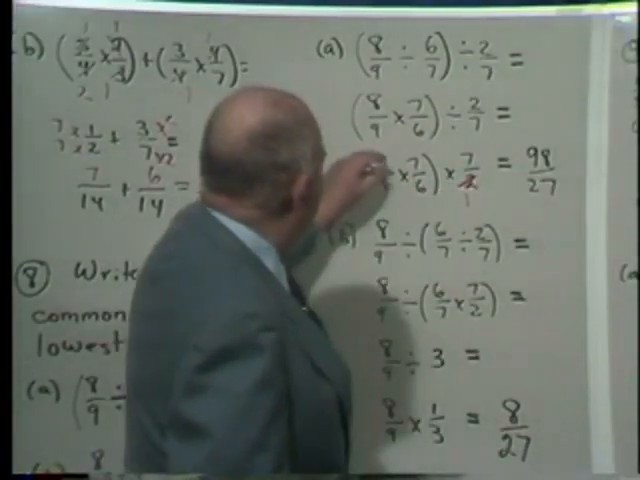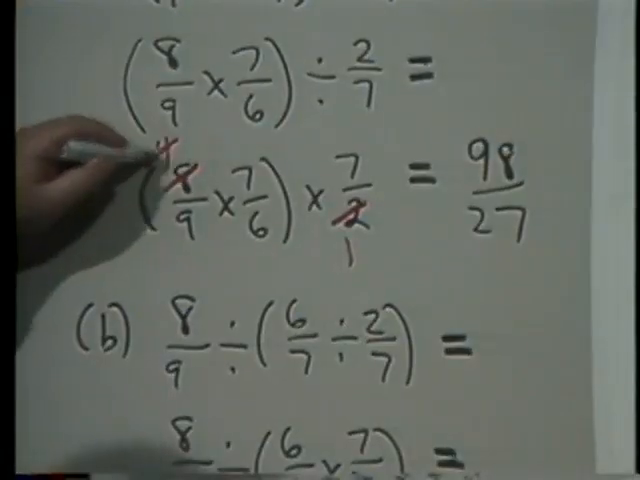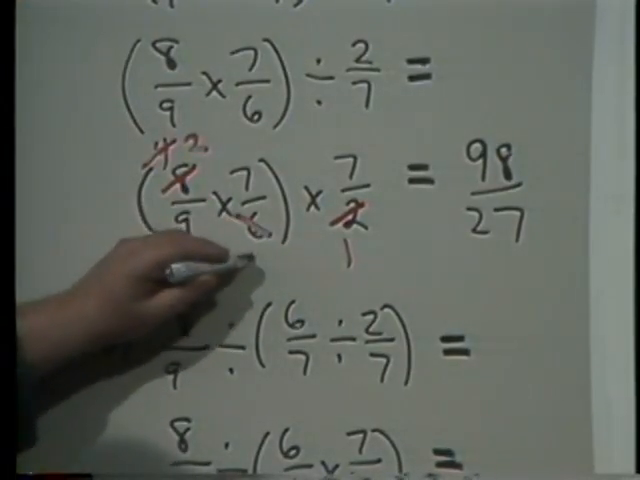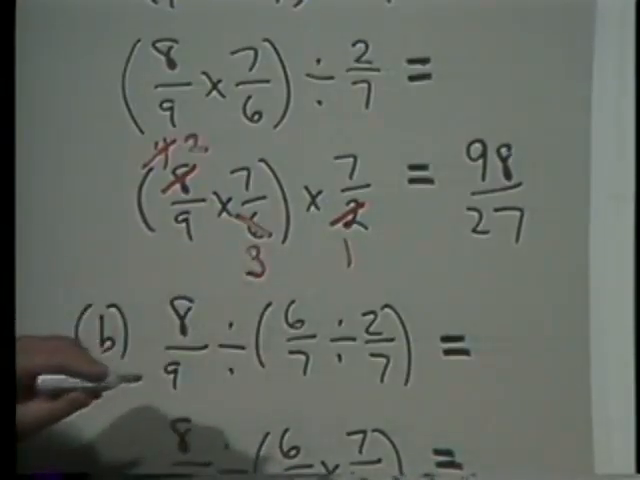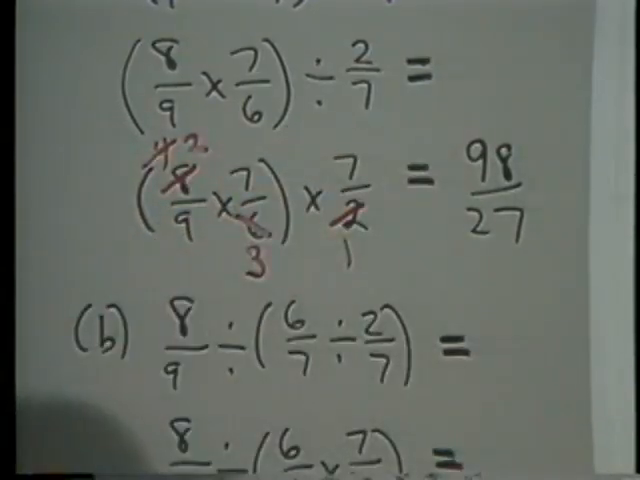The 2 in the denominator cancels with the 8 in the numerator, leaving a 4. The 4 in the numerator, I can take a 2 out of that. The 2 also cancels with a 2 in the denominator, leaving me a 3. Okay? And I take this whole thing. 2 times 7 is 14. 14 times 7 is 98. 9 times 3 is 27. So the answer is 98 over 27.